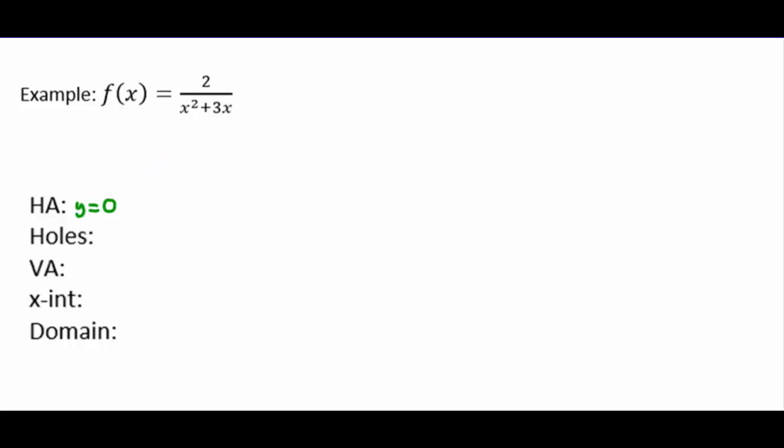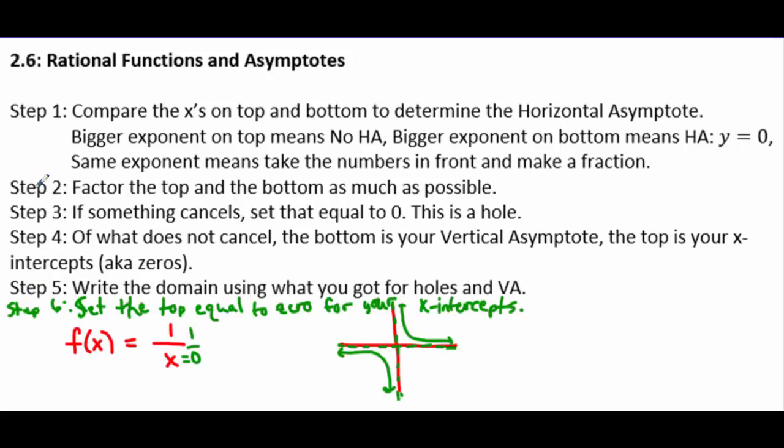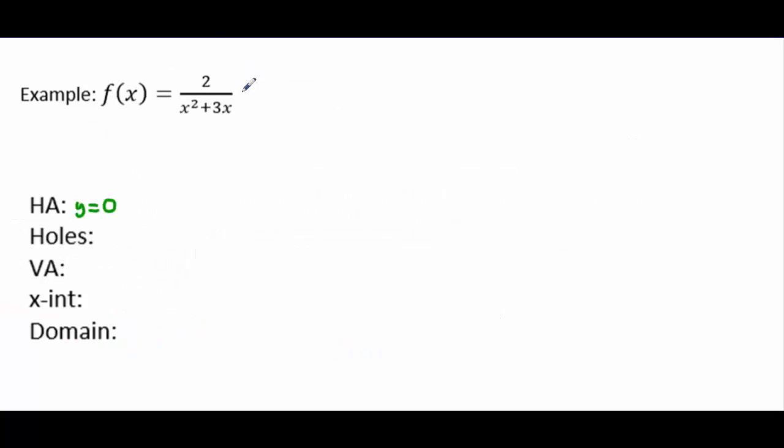Then once we've figured out our horizontal asymptote, our next step is to factor the top and the bottom as much as possible, and that's going to help us find almost all of the rest of the things on our list. Whenever we factor, the top is just 2. There's nothing we can do to that 2. But on the bottom, since there's 2 terms, we can say, well, these both have an x. Let me take out the x and write x times (x plus 3).